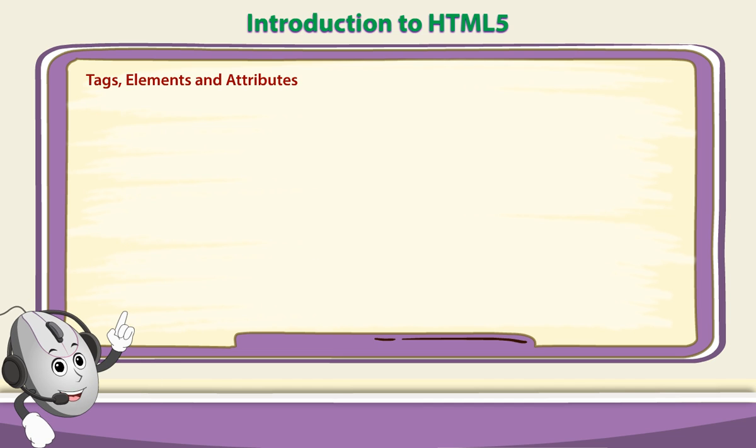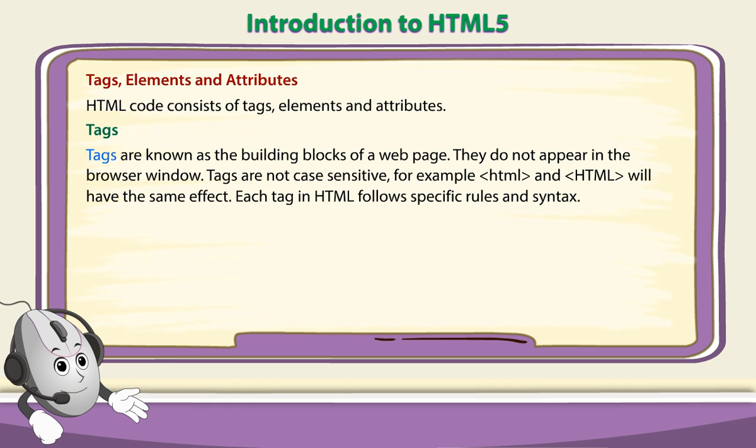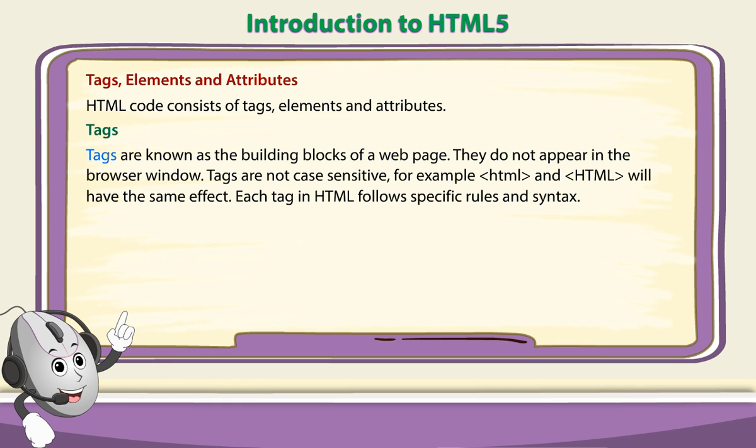Tags, elements, and attributes. HTML code consists of tags, elements, and attributes. Tags. Tags are known as the building blocks of a web page. They do not appear in the browser window. Tags are not case sensitive. For example, HTML and html will have the same effect.